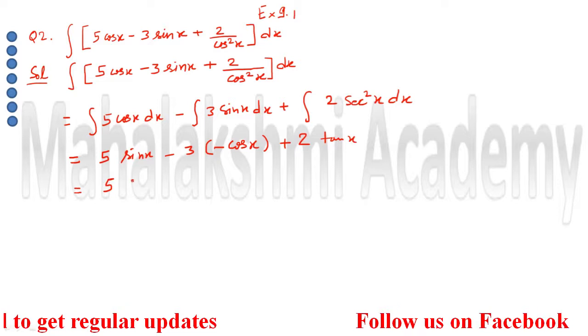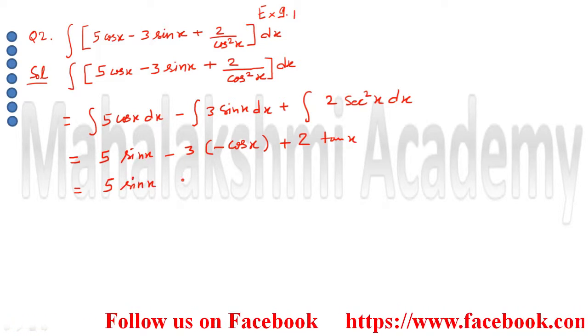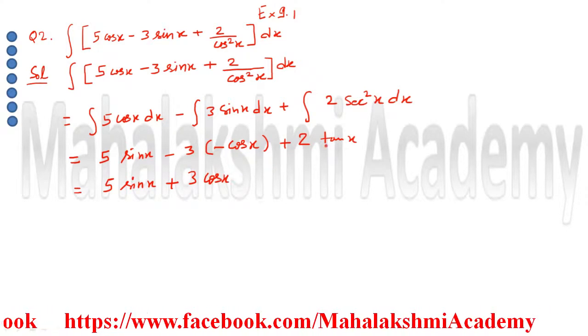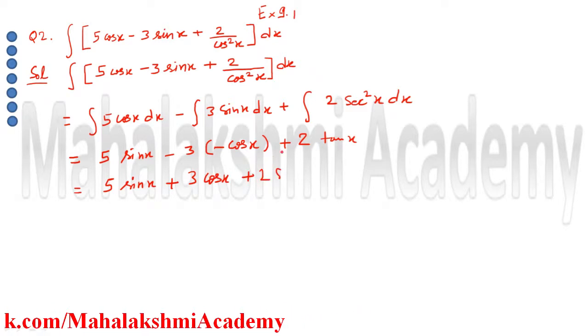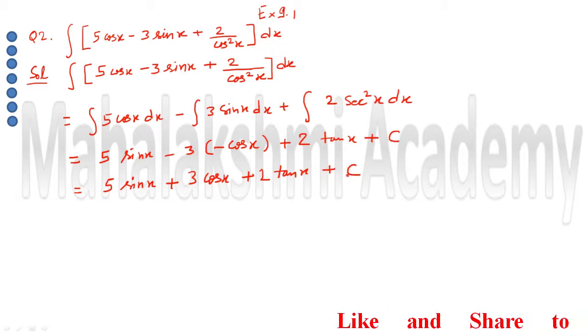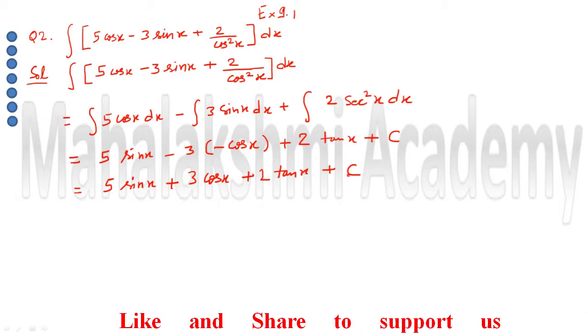And here it's going to be 5 sin x. Now this minus and minus becomes plus 3 cos x, and plus 2 tan x. And then here also integration constant. We should always write it down when we are integrating; it is named the integration constant.